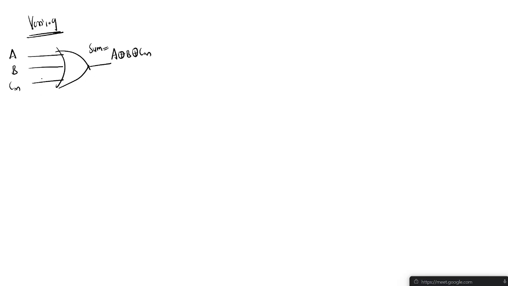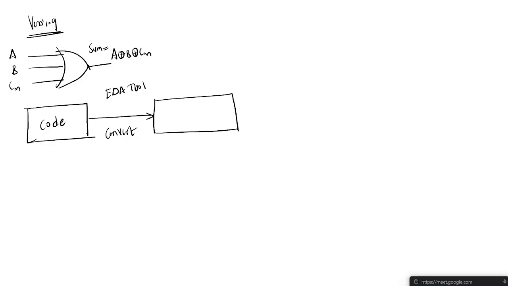In Verilog, you are writing the code, which means you are describing your hardware in textual format. Here you are using some EDA tools like Xilinx Vivado, ModelSim, Quartus Prime, or Synopsys VCS tools. These EDA tools will convert your code into a gate level netlist. Gate level netlist means your circuit is in terms of gates.